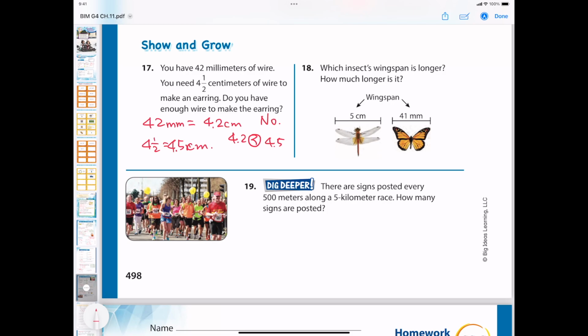Okay, now which insect's wingspan is longer? How much longer is it? Okay, now this is 5 centimeters and this is 41 millimeters. Okay, let's convert that into what? 50 millimeters. Yeah. Okay, because 1 centimeter is equal to what? 10 millimeters. Okay, so what's the difference? Which one is longer, by the way? Okay, dragonfly has longer wingspan, right? And how much longer? 9 millimeters longer.